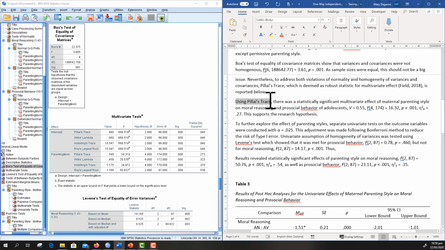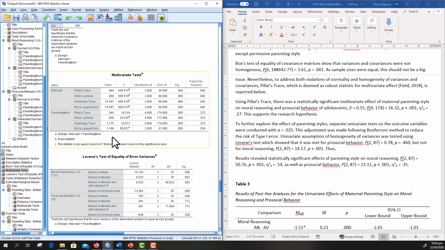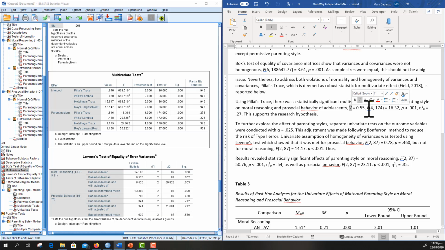You have to indicate what statistic is being used. Okay. So in this case, we're using Pillai's trace. And we indicate the value; the symbol for Pillai's trace is this V. And then you again have the F statistic, the p-value, and then the effect size in terms of partial eta squared. Okay, so remember that the notations should be italicized.